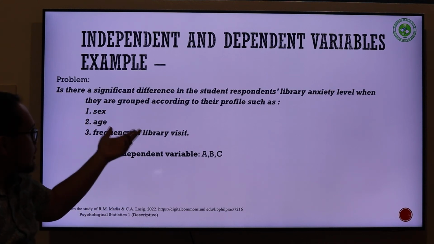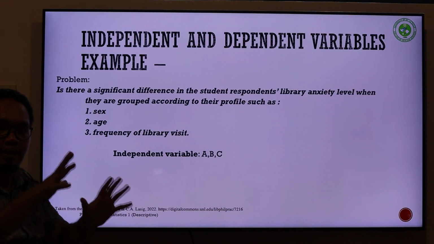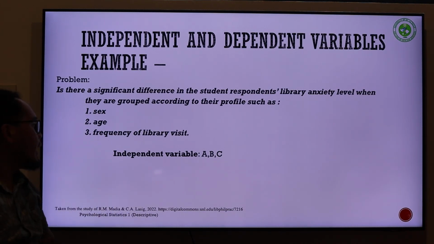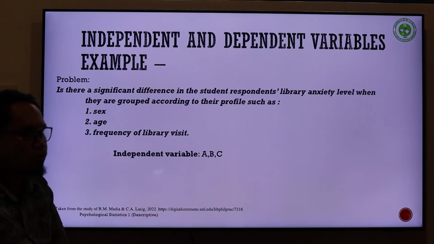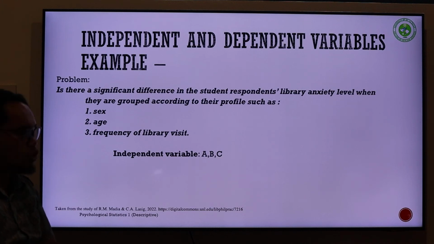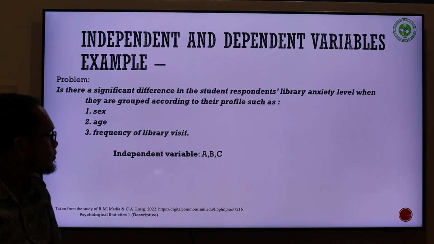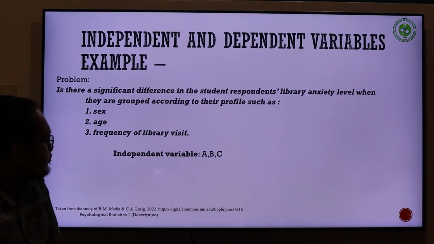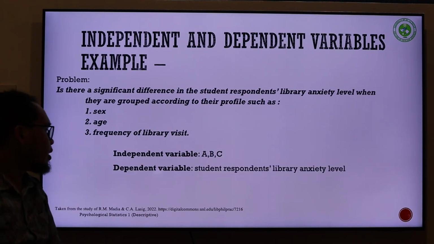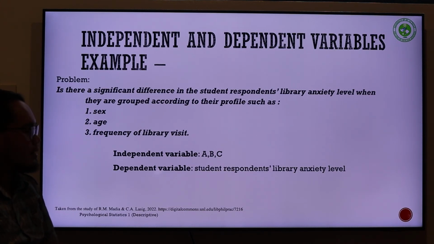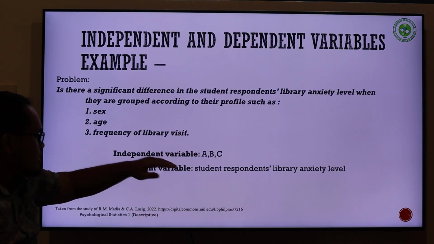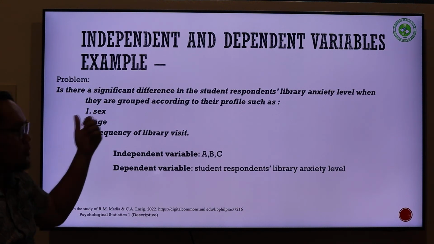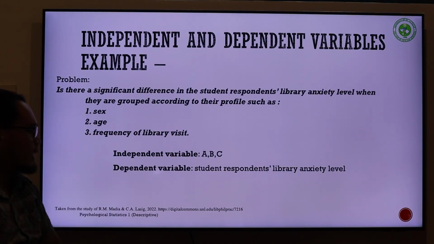So, we're the ones who tweak them. We're going to check if there's a significant difference according to sex. So, we manipulate sexes, we manipulate the ages, and we manipulate the frequency of library visits. Now that goes to the question, what is our dependent variable? What could be changed after we manipulate the profile of our respondents? What do you think? Our dependent variable is actually the students' library anxiety level. We tweak something, and we will see based on the dependent variable what is the effect after tweaking the profile, like sex, age, and frequency of library visit, and then we're going to see that as the result in their library anxiety level.